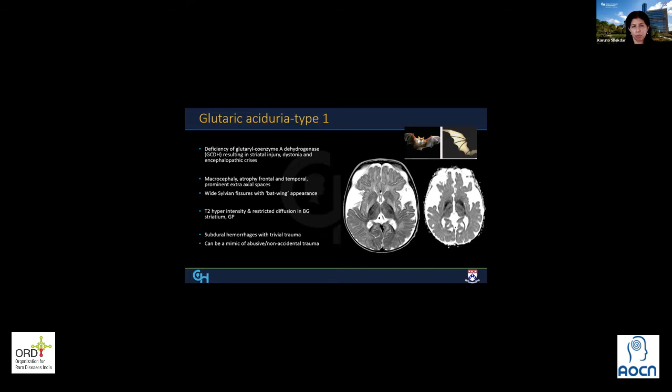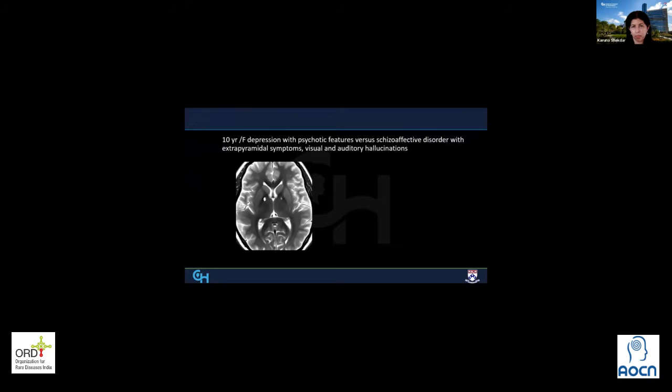In this condition, you can get hyperintensity and restricted diffusion in the acute phases in the basal ganglia, striatum, as well as the thalamus. Because of the widened spaces, they can get subdural hemorrhages with very trivial trauma. And this can be a mimic of abusive or non-accidental trauma, is something which we should remember.